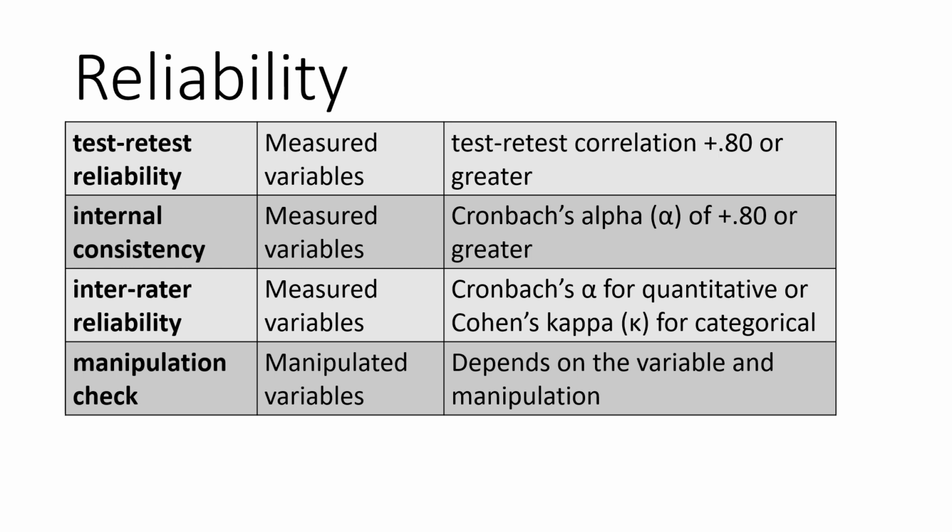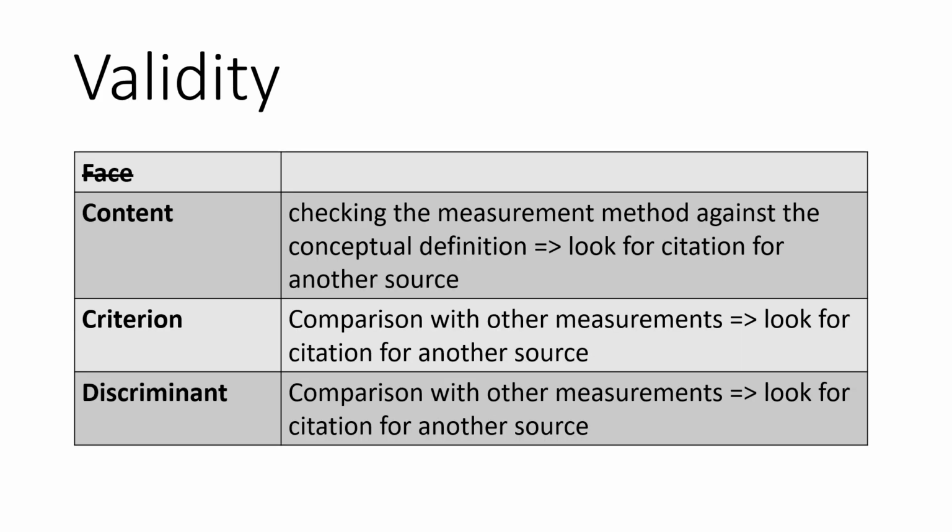kappa. For a manipulated variable, researchers use a process referred to as a manipulation check to determine if the manipulation worked as planned, which requires reliability. The specific form the manipulation check takes varies depending on the variable and how it was manipulated, but it typically takes the form of a measurement of some sort. In some cases, manipulation checks also establish the validity of a manipulation. I'll come back to that in a minute.